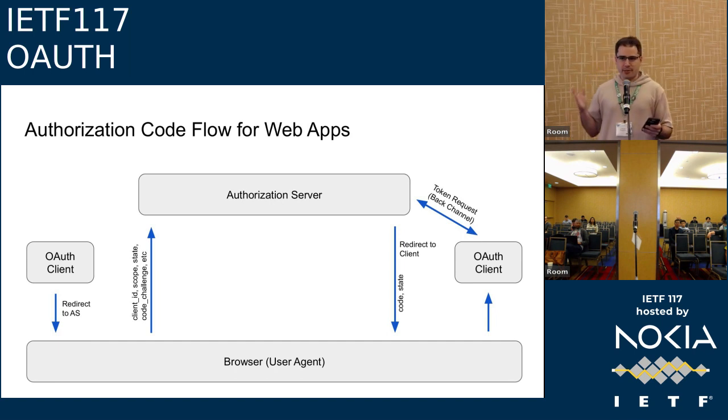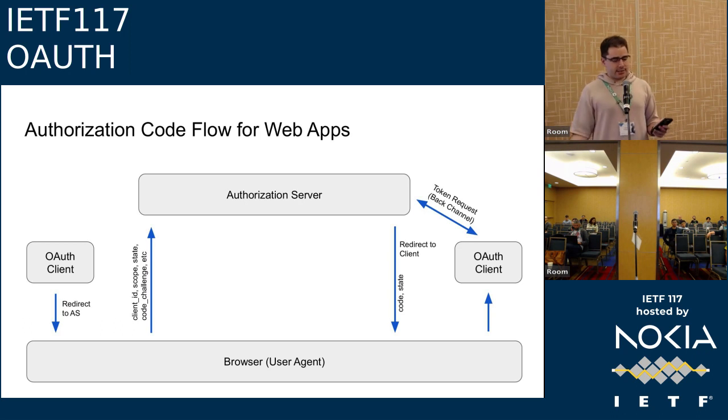Now I want to tell you about the authorization code flow for web applications. Forget mobile now for a second. We're in a browser. You're writing a server-side application. So you have server-side code that's running. And how does the OAuth flow work? Well, the client application, which is on the server, starts the flow by redirecting the user's browser to the authorization server. That's RFC 6749. It includes a client ID, scope, code challenge, all that stuff.